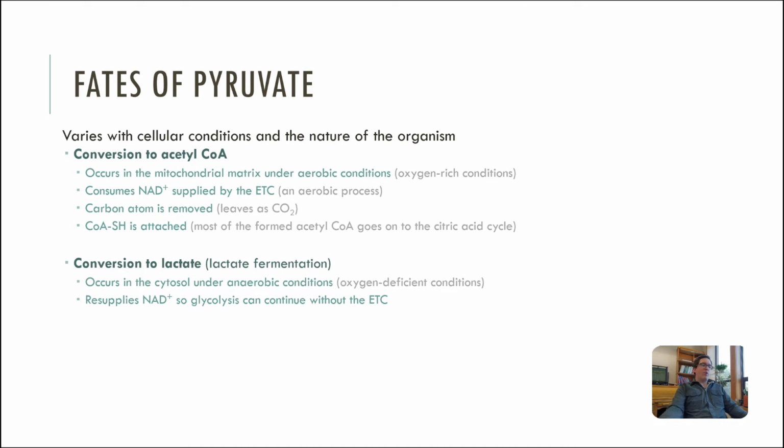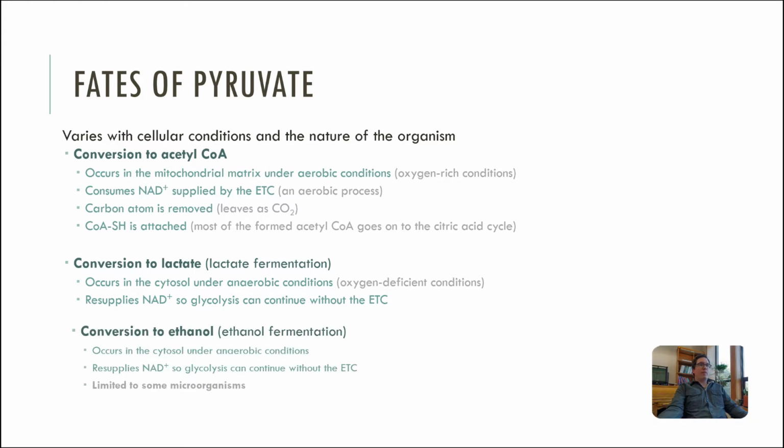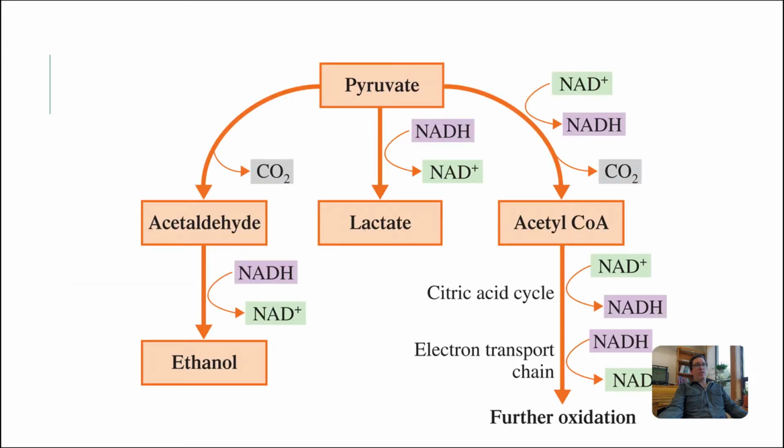Alright, so again we can also convert pyruvate to lactate. This occurs under anaerobic conditions. And finally we can convert it to ethanol, also under anaerobic conditions. So here's a summary of what we get out of this. The middle, lactate, and the right side, acetyl coenzyme A, are done by most eukaryotes, so animals, plants, humans, etc. Some microbes obligately use the middle and left side of this diagram.